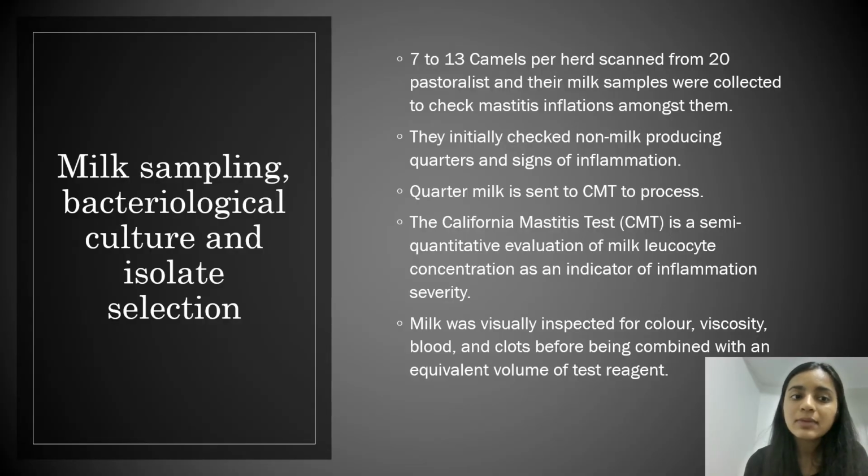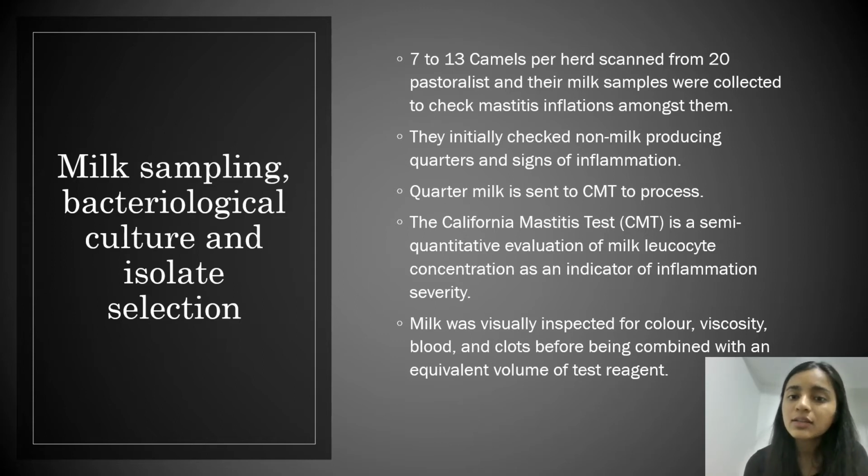Now, after the selection of herds, we sampled the milk for bacteriological culture and isolation. 7 to 13 camels per herd were scanned from 20 pastoralists, and their milk samples were collected to check for mastitis inflammation among them. First of all, they were checked for non-milk producing quarters of the glands and for signs of inflammation in that particular gland.